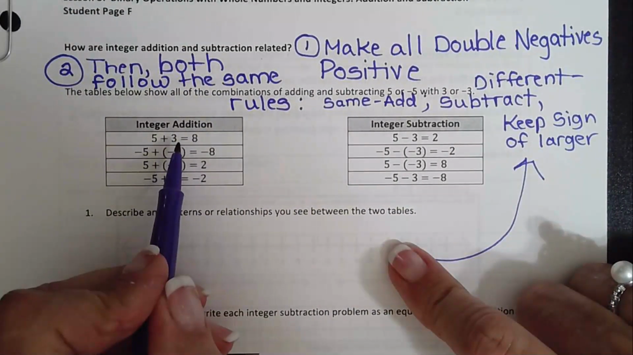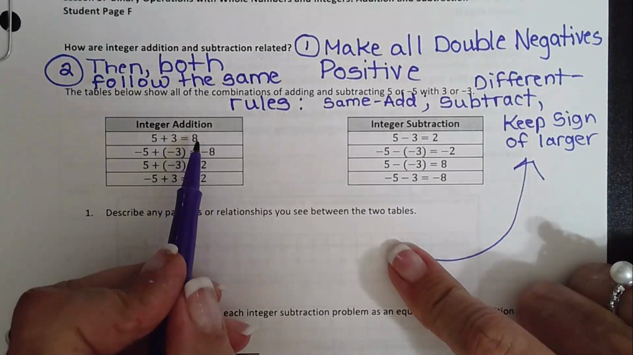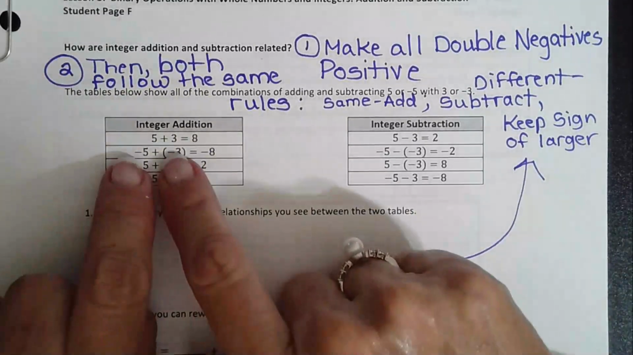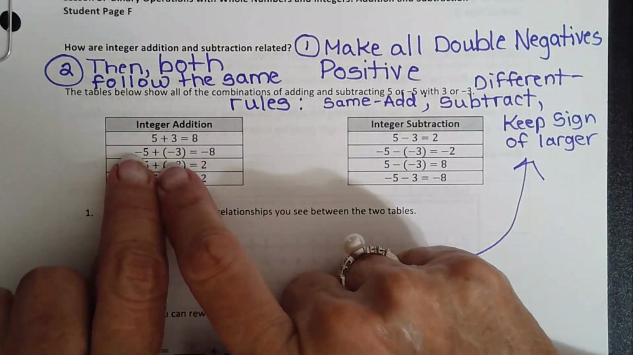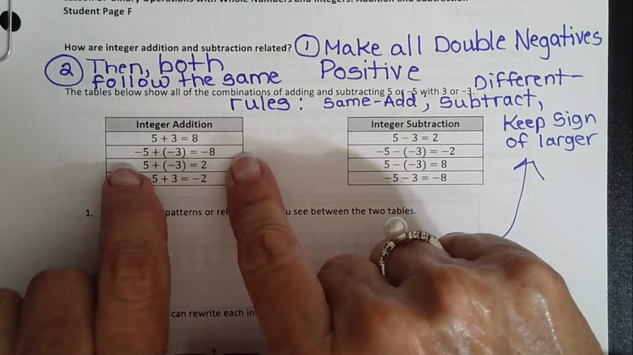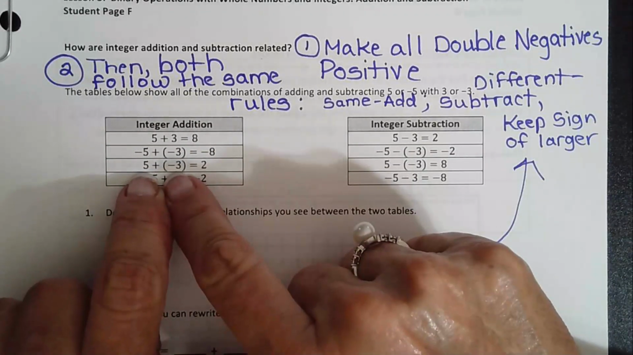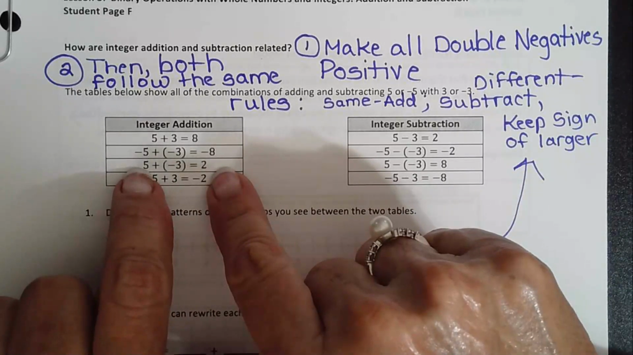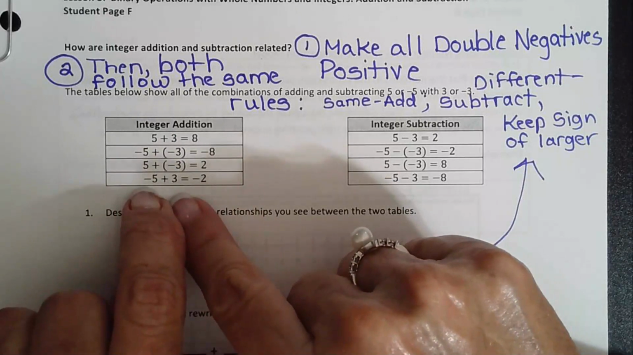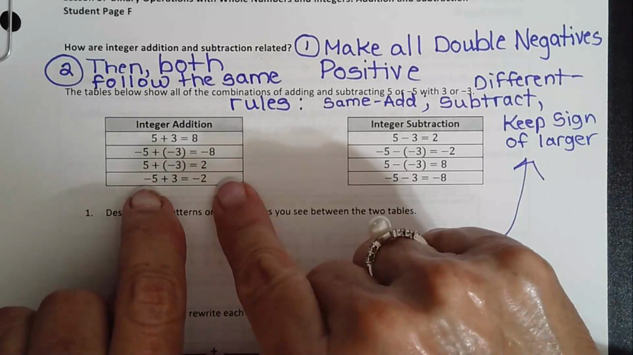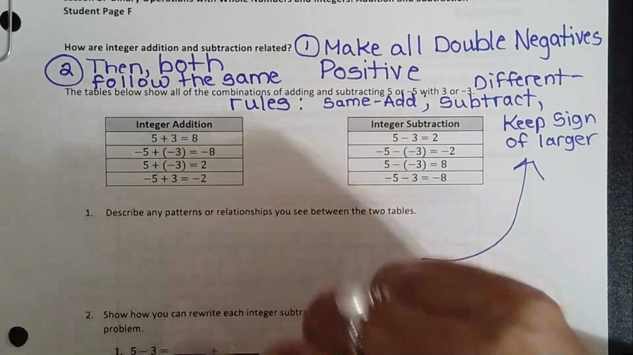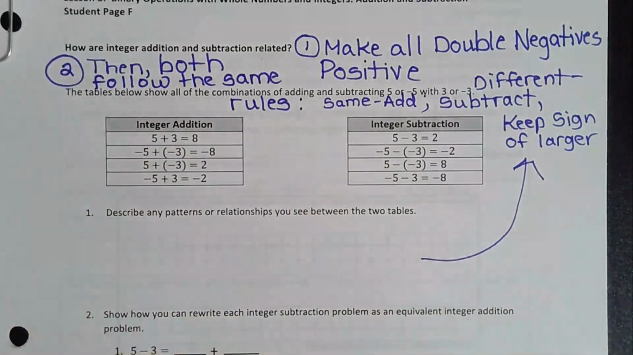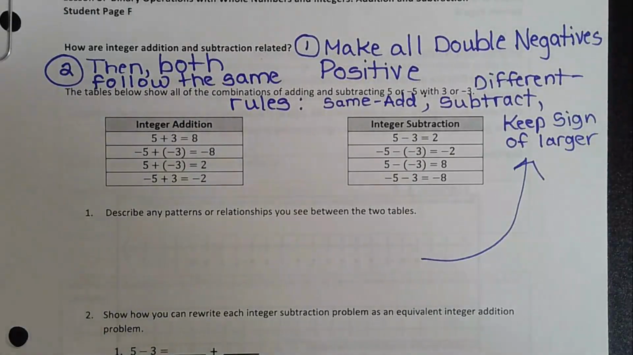Same signs, add, keep the sign of the larger, plus. Same signs, add, keep the sign of the larger, negative. Different signs, subtract. 5 minus 3 is 2, keep the sign of the larger, plus. Different signs, subtract. 5 minus 3 is 2, keep the sign of the larger, negative. And then before we start any of the subtraction, we go through and change any double negatives, then we can go down the list exactly like we did.